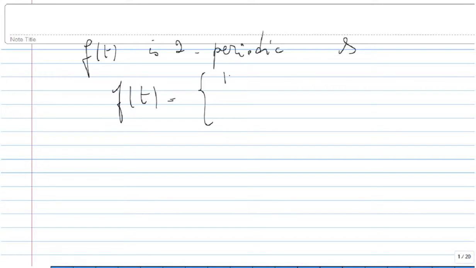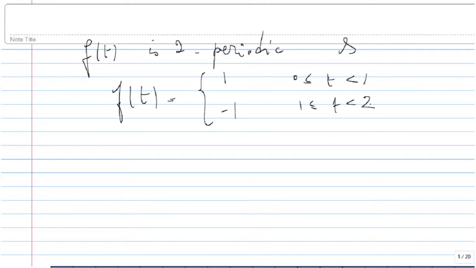So in this problem, we are asked to find the Laplace transform of the two periodic function. So here the function f of t is two periodic, so it repeats itself every 2 units. And on the interval 0, 2, we have f of t equal 1 for t between 0 and 1, and minus 1 for t between 1 and 2.